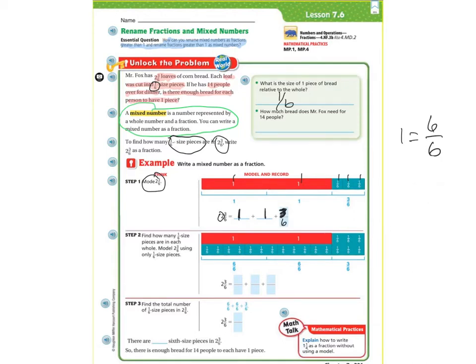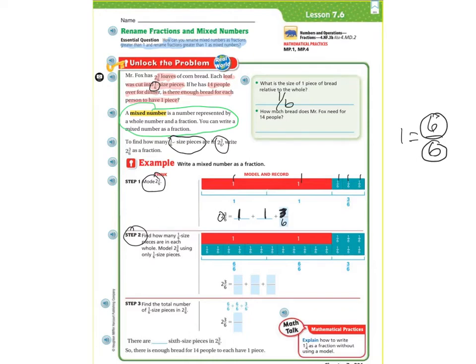Absolutely. Because what does this mean? This means I am cutting my cornbread into 6 pieces, and I have 6 pieces, which means I have a whole. I mean, that's it, right? So now we're going to do step 2. How many 6-sized pieces are in each whole?